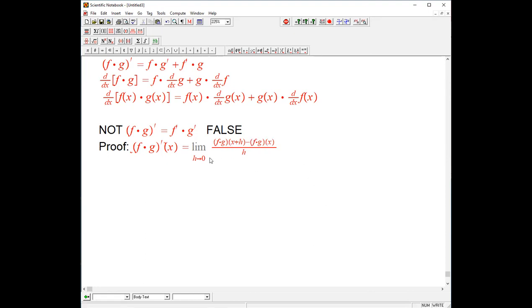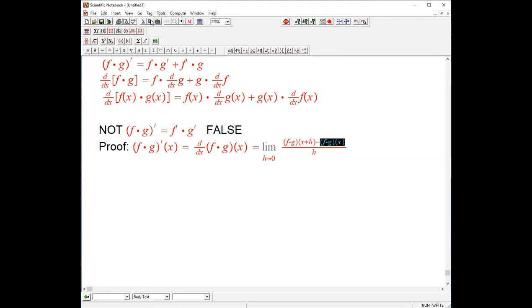X plus h, that's the indicator of the derivative. See here, we emphasize with respect to x. Okay, so let's get started.